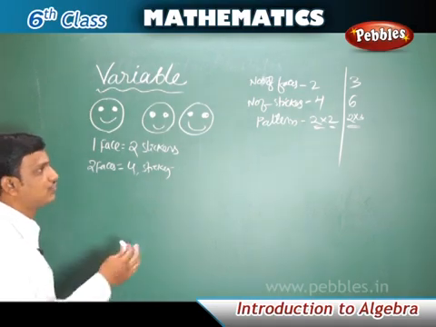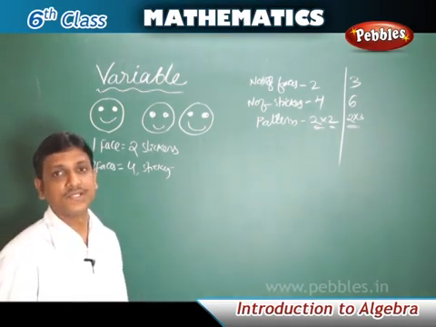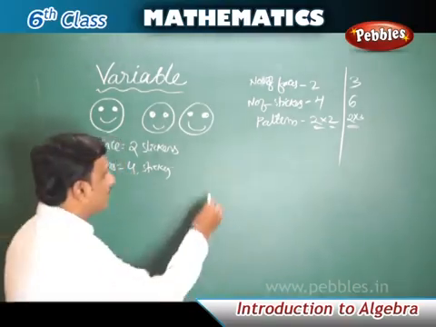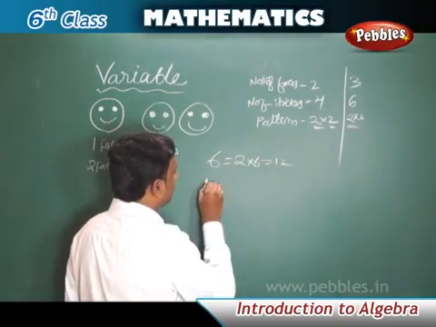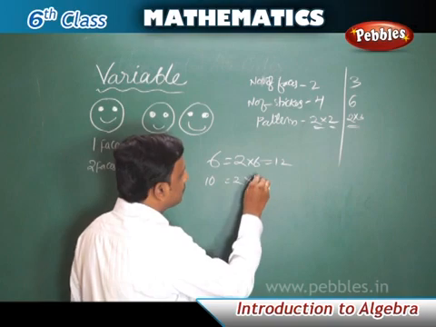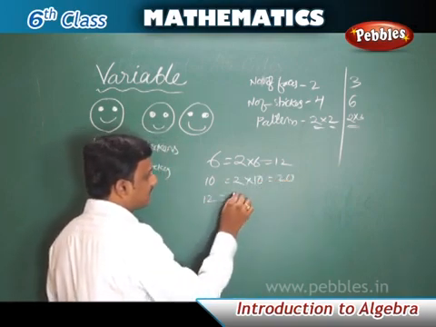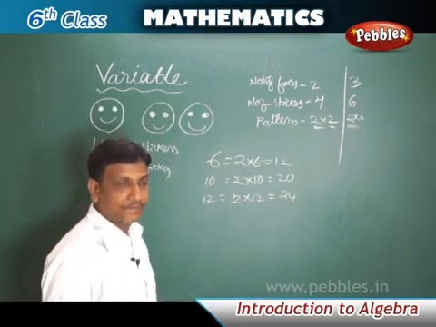Now, if we wanted to formulate it, we don't know the number of faces, but we wanted to tell how many stickers are required. For example, for 6 faces, 2 into 6, 12. For 10 faces, 2 into 10, 20 stickers. For 12 faces, 2 into 12, 24 stickers.